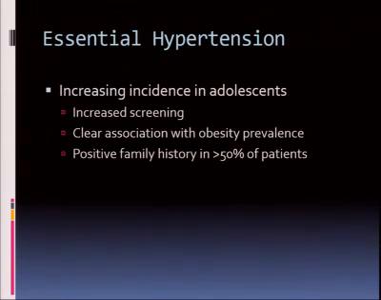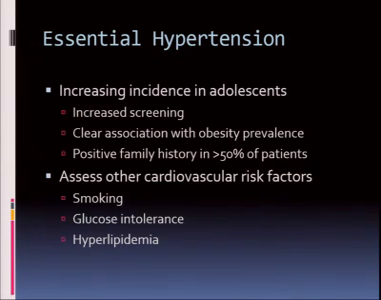Essential hypertension, again, we very much know this is increasing in incidence in adolescents. Some of this might be because of the prevalence at which we screen children for hypertension, but certainly there's an increased association with the increase in obesity in our population. The majority of these patients do have a positive family history for both obesity and hypertension. Once you identify essential hypertension in a patient, it's important to evaluate all other cardiac risk factors, including smoking, glucose intolerance, diabetes, and hyperlipidemia.